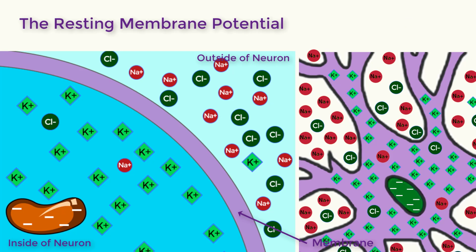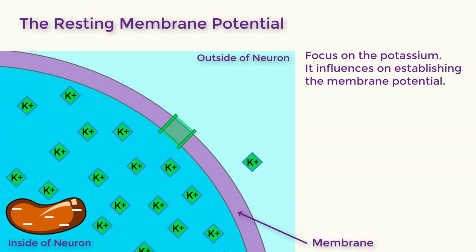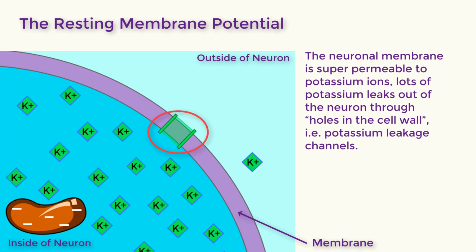But if we look carefully, there is still no potential. We do not see a separation in charges. To figure this out, let's remove everything to focus on potassium, because potassium and the membrane permeability to potassium establish the membrane potential. The neuron membrane is super permeable to potassium ions. Lots of potassium leaks out of the neuron through potassium leakage channels in the cell membrane.